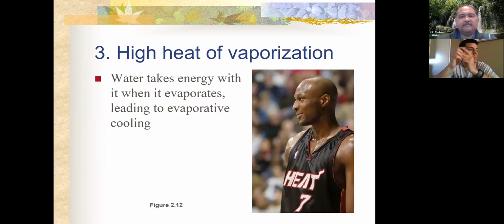All right. Some of you know this young man. This is Lamar Odom. He played for the Lakers. He also played for the Heat in Dallas. I'm a Laker fan, but I kept the picture of him in the Heat uniform because it has to do with this slide that says high heat of vaporization.